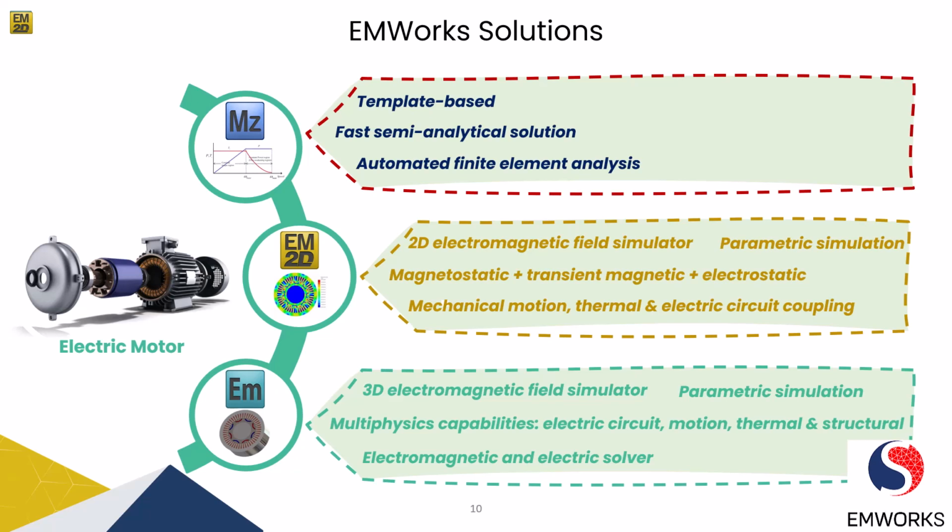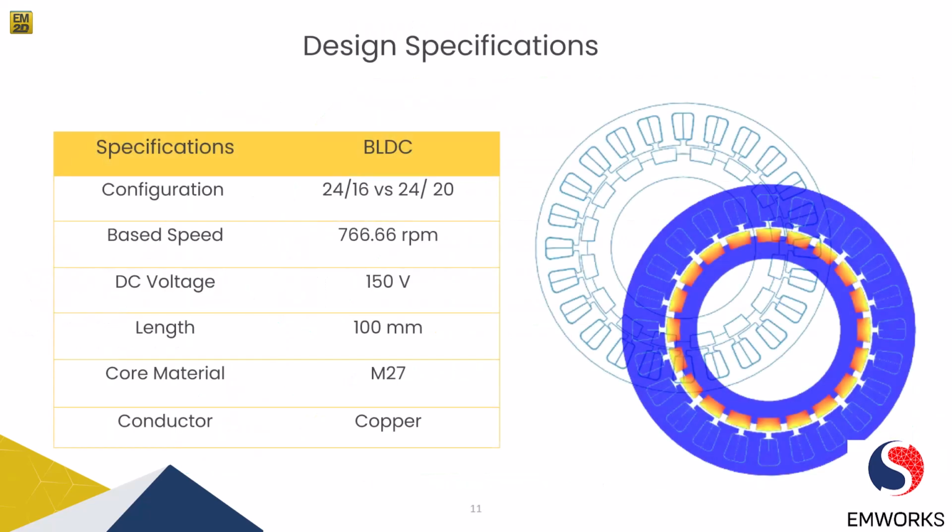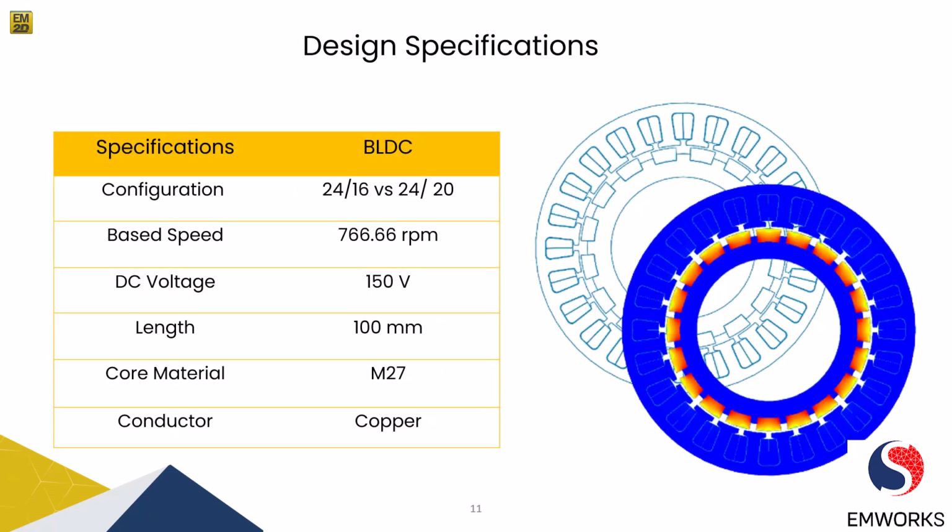So today we will be using EMWorks 2D to simulate our BLDC motor. So let's look at its design specification. We have considered 24 slot, 16 pole and 20 pole configurations with the base speed of 4600 radian per second, which comes to 766 RPM.